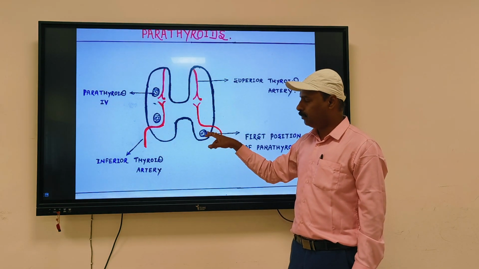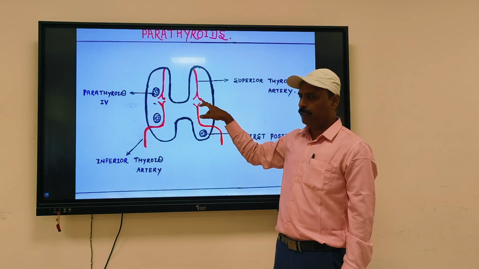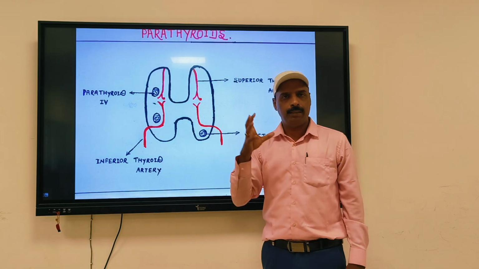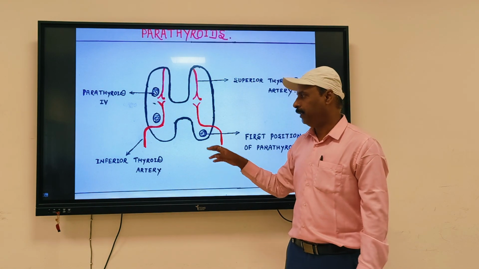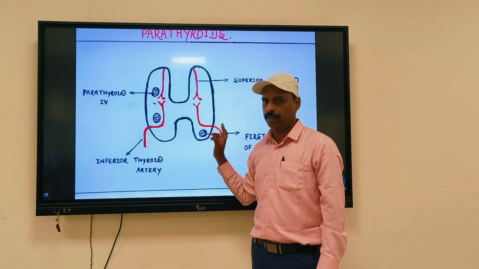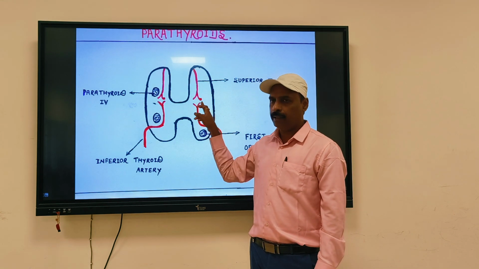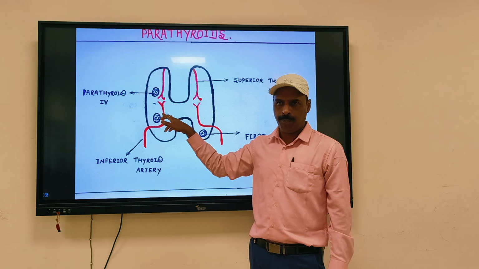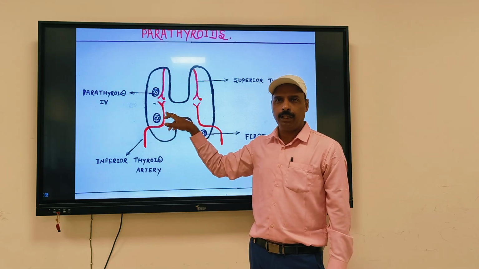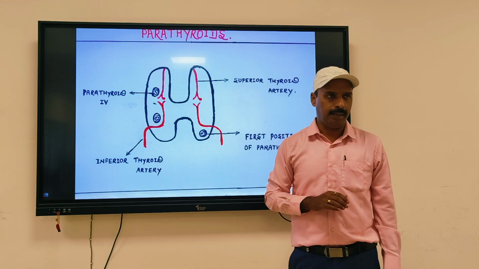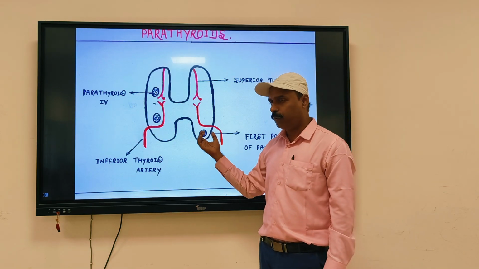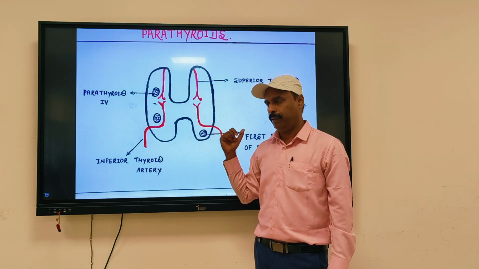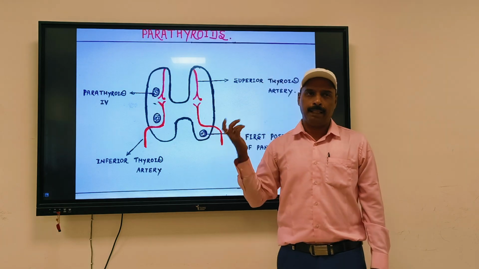Then the inferior one: where we have the inferior thyroid artery, below the inferior thyroid artery, sometimes we get the location of the inferior parathyroid, or the third parathyroid. This is the inferior thyroid artery. Below that, exactly. Sometimes you may get it above also, but near the inferior thyroid artery, at the lower pole, or the lower end of the lobe of the thyroid. That is the inferior parathyroid.